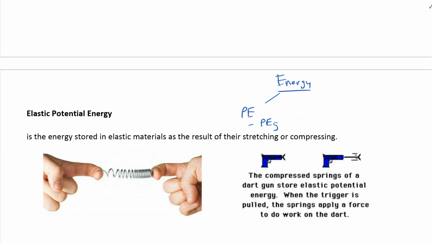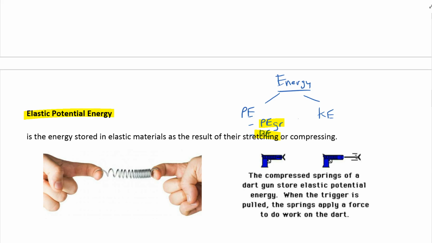I'll be right back. So we've done PE gravitational. Next we're going to do PE elastic, the second one, and then we're going to be covering kinetic energy. So just to keep track of how far we've gotten, we've talked about this one. Now we're on our second one, elastic potential energy.